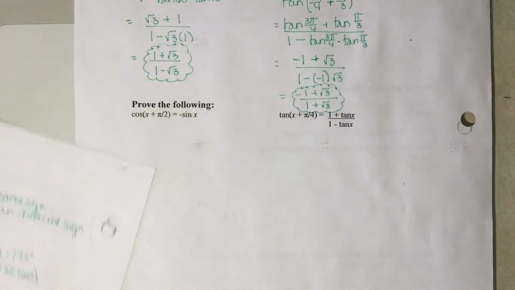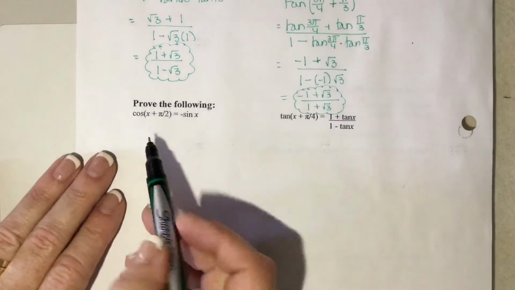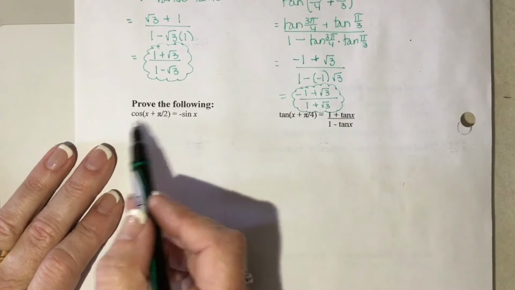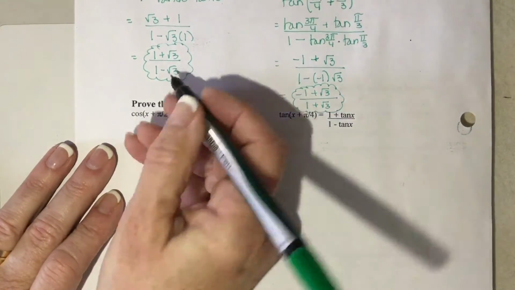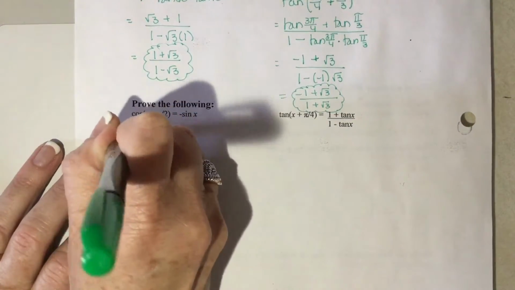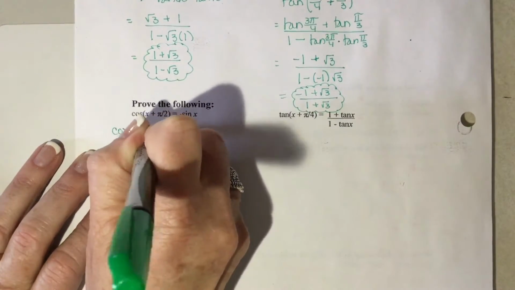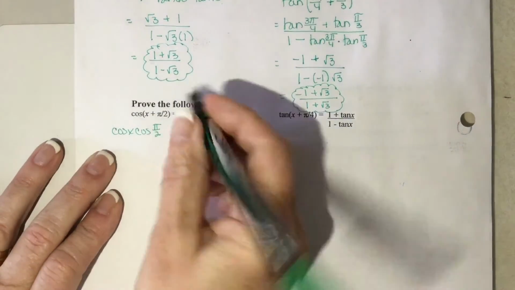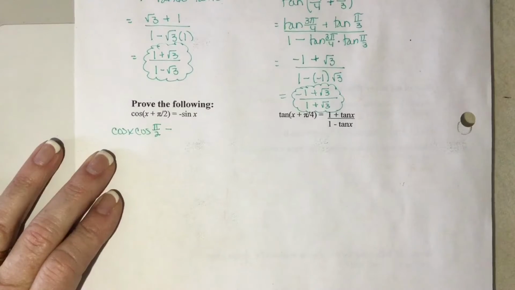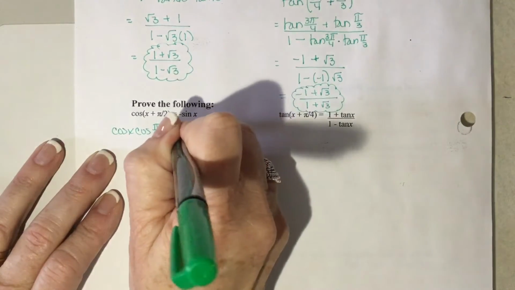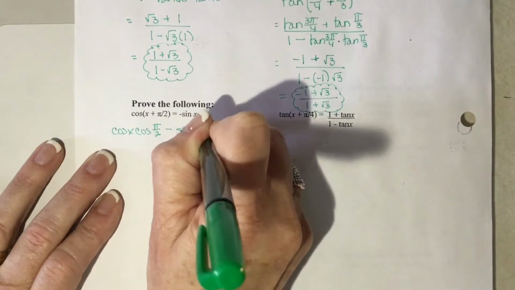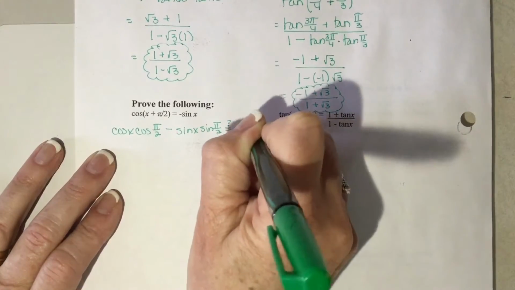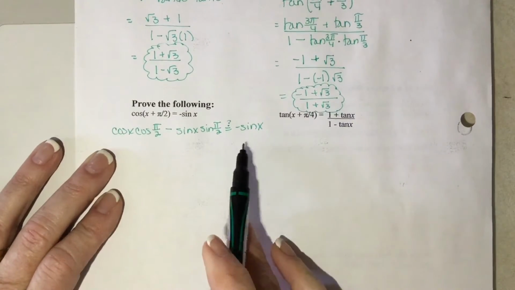So we're going to have cosine. Cosine is the same function, but our signs switch. So I'm going to take cosine of the first angle times cosine of the second angle. Okay? So my plus becomes minus with cosine. And then I switch from cosine to sine. Sine of the first angle times sine of the second angle. Does that really equal the opposite of sine x? All of that converts down to negative sine x.